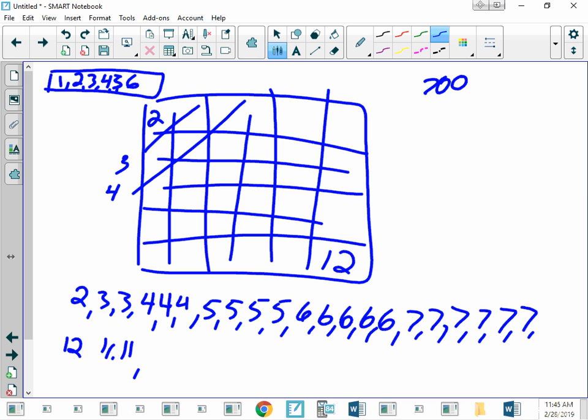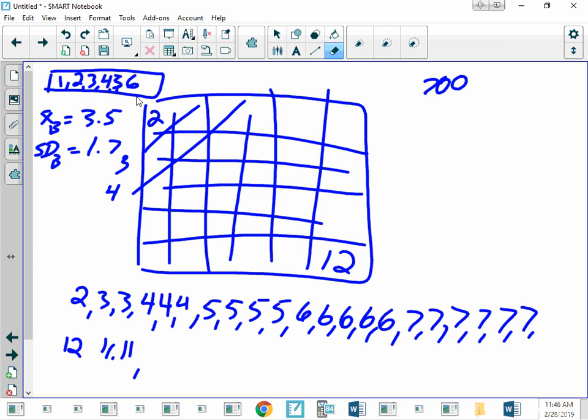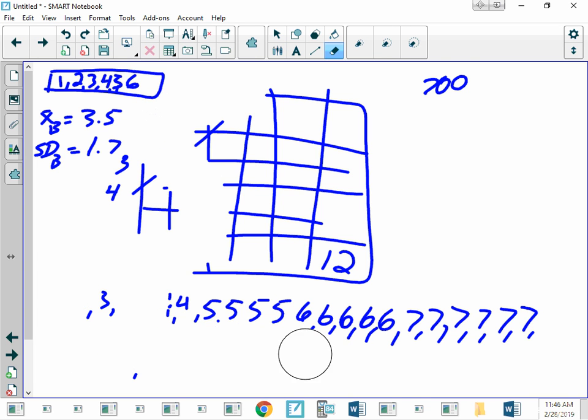So you could either roll 2 dice 100 times or 1 dice 200 times. That makes way more sense. So the average of this box is 3.5, and the SD of this box is 1.7. Boy, that's way easier than the way I was going to do it. I didn't want to type all those numbers into my calculator.